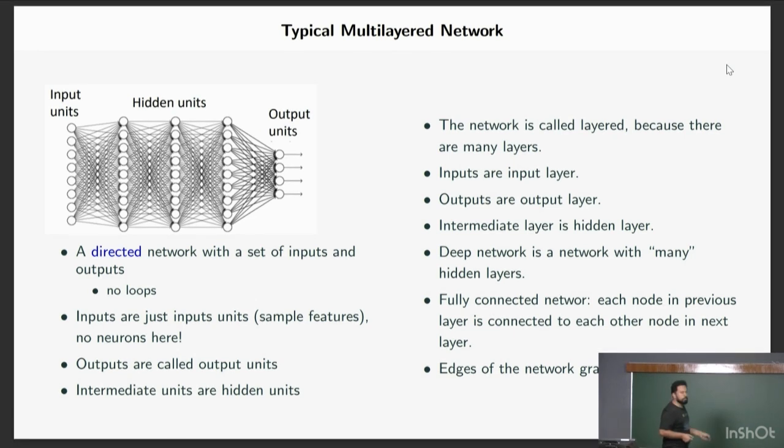A deep network is a network with many hidden layers. There's no fixed threshold at which we call it deep. We don't say beyond 10 we call it deep, but it's implicitly known that when there are many layers, we call it a deep neural network. Typically you may have more than 10, but it depends on the problem at hand.